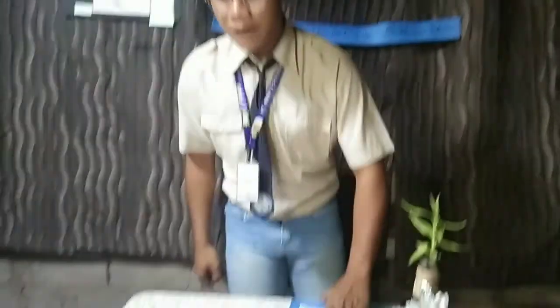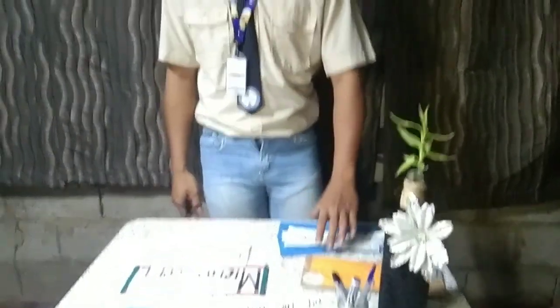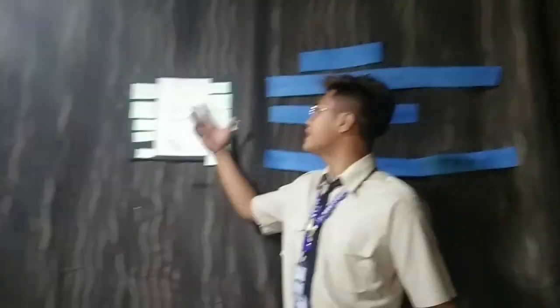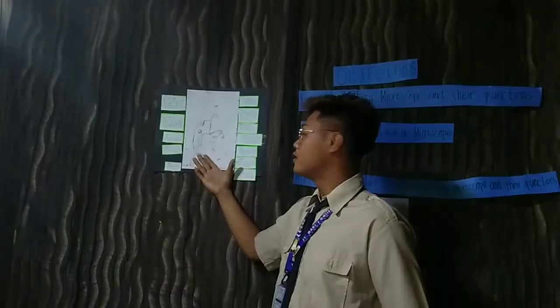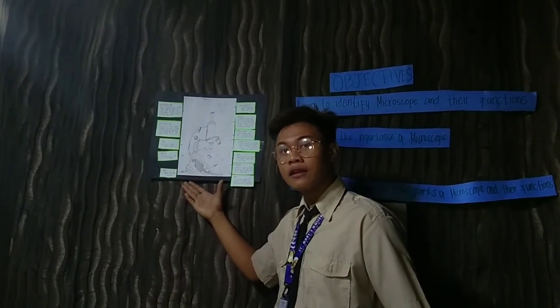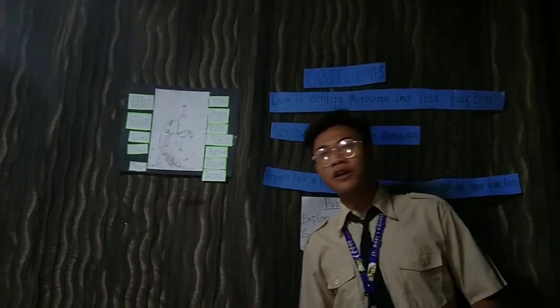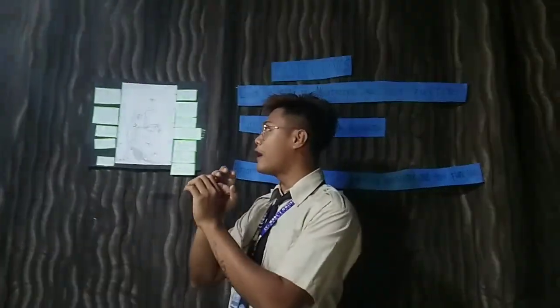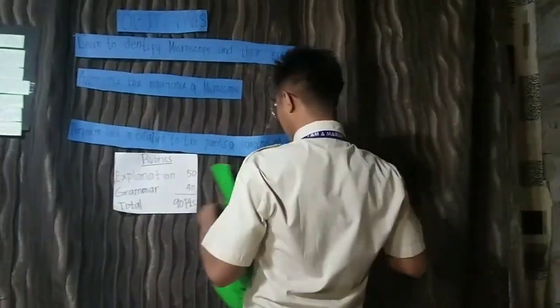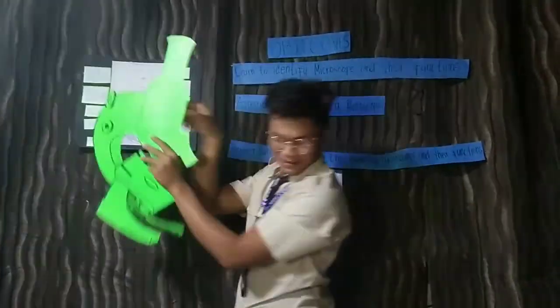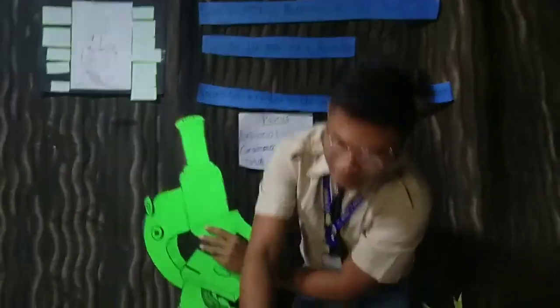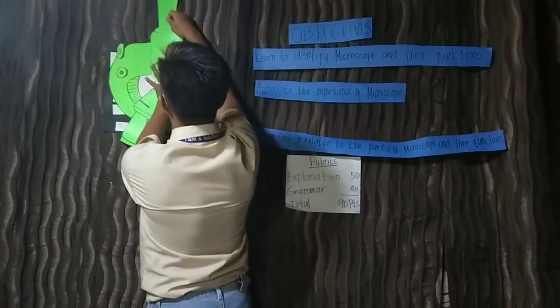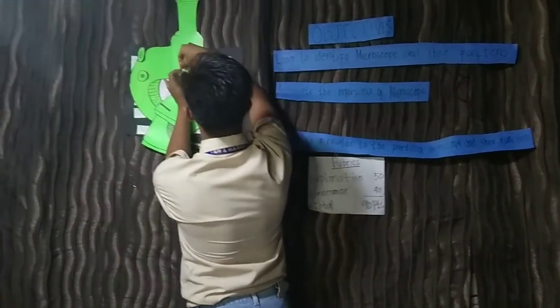So, let's proceed to our topic today, that is the parts of the microscope and their functions. So this is the microscope. Can you see it with your naked eye? No. So let's move our lenses to zoom it so it can be seen. So zoom. Okay, thank you for your cooperation. And our microscope is now bigger.